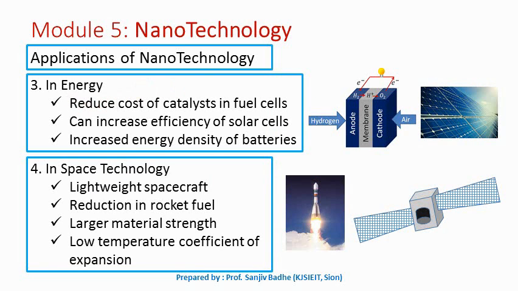Nanotechnology finds applications in the energy sector as well. Nanotechnology can be used to reduce the cost of catalysts used in fuel cells to produce hydrogen ions from fuel such as methanol. Nanotechnology can also be used to increase the efficiency of membranes used in fuel cells, which are used to separate hydrogen ions from other gases such as oxygen. Research is going on the idea of trapping and storing hydrogen using carbon nanotubes. Attempts are being made to develop nanotech solar cells that can be manufactured at lower costs.